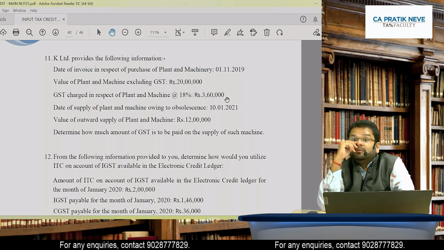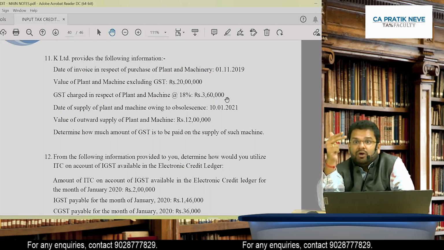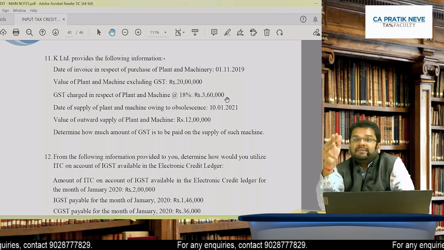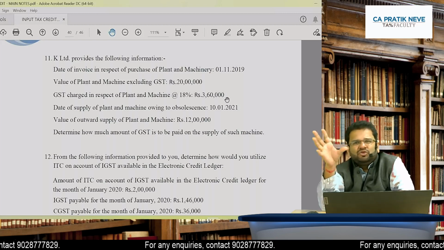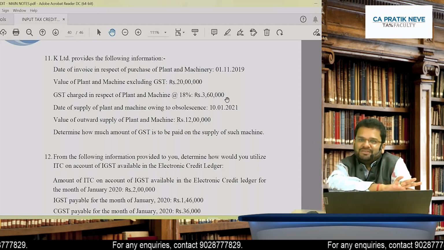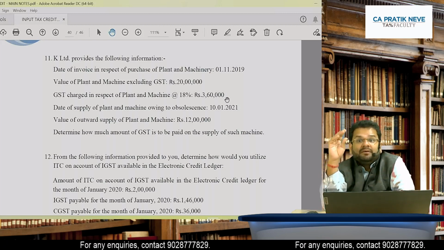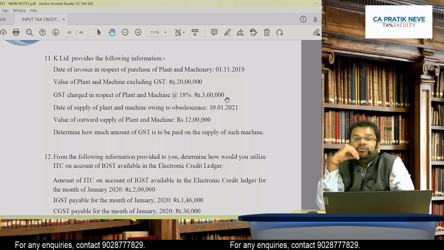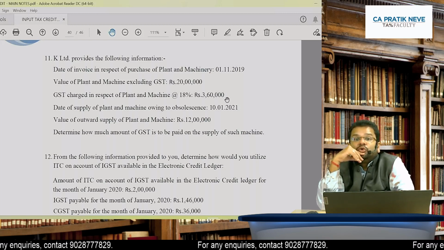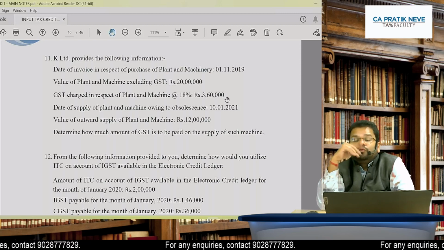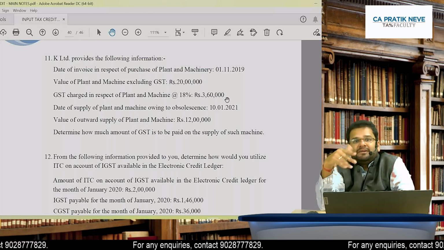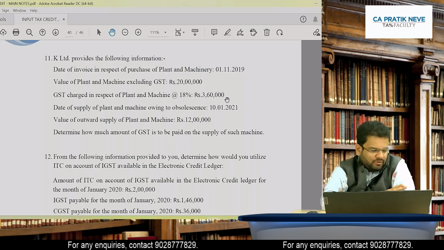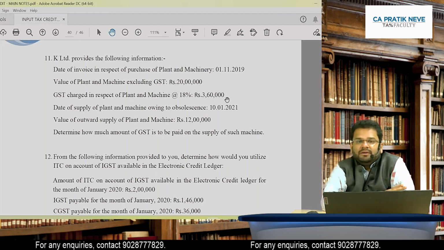If molds, dyes, fixtures, refractory materials are sold as scrap, these are all consumables, but still they come under capital goods. If they are sold as scrap, then directly pay tax on the transaction value. Don't do the complication of, what complication you don't do? Don't do the first point. Directly do the second point: tax on transaction value into rate of GST. Very good. Understood?